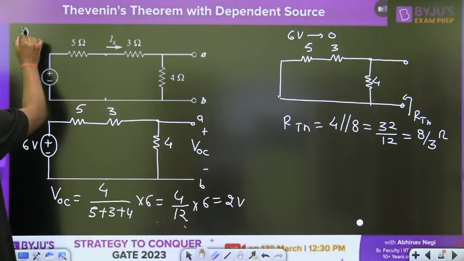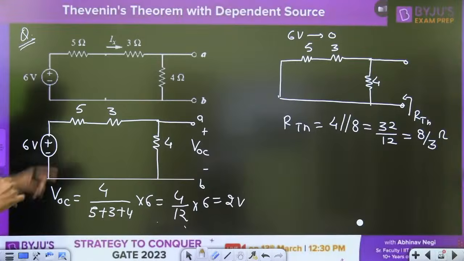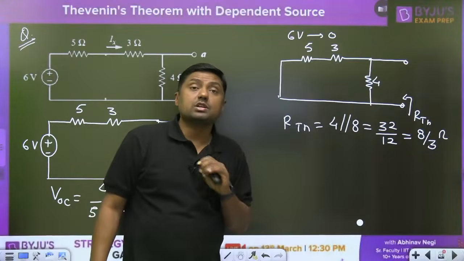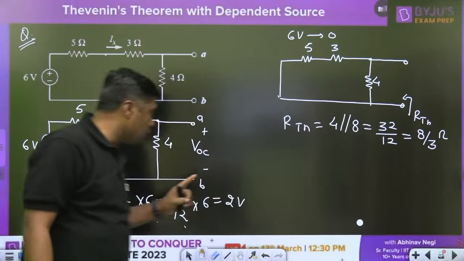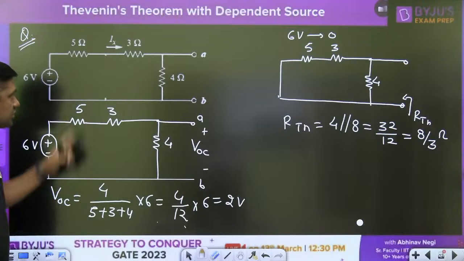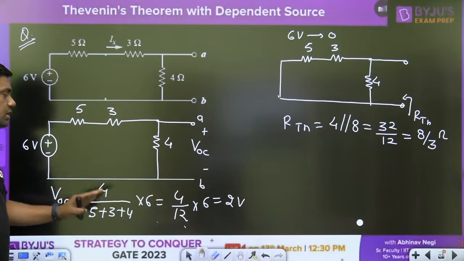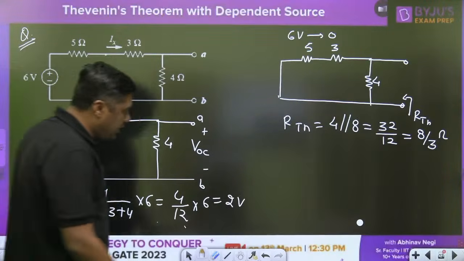Now there is another method. If you want to find the RTH, then you can find the short circuit current also, because we have the open circuit voltage. What is the open circuit voltage for this question? Very simple question, just for practice. VOC we have 2 volt without dependent source.